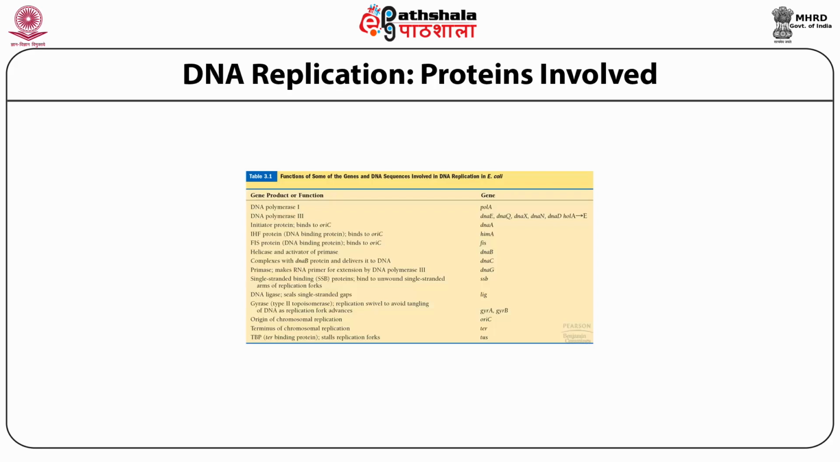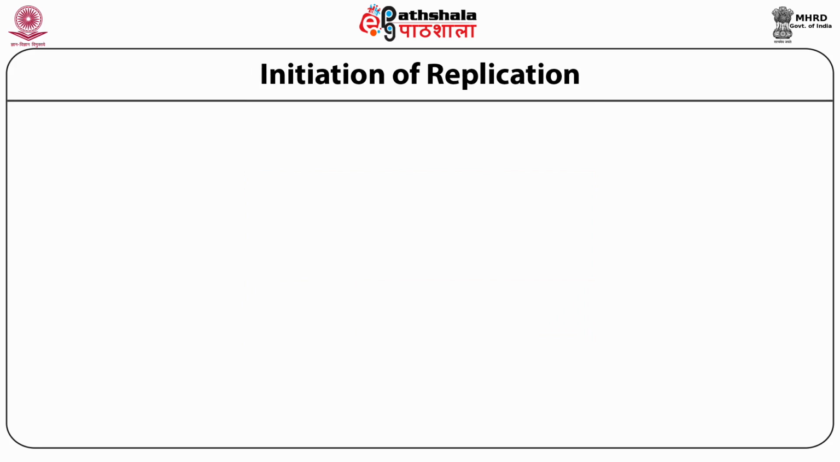Now DNA gyrase is a type 2 topoisomerase which is helpful in relieving the stress caused by supercoils. There are other proteins called Ter and Tus proteins which help to terminate the replication after the entire genetic component is replicated. Now let's look at the various steps in replication, starting off with the initiation of replication.